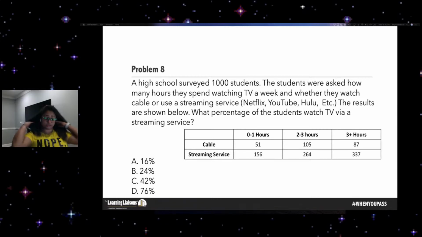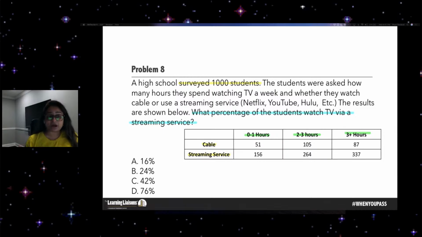Okay, so let's figure out what the problem is telling us. We know that we have 100 students. I meant 1,000 students. I apologize. It's 1,000 students. We know that they're watching TV via cable or streaming service. And we are looking over here and we're noticing that the amount of hours that these students watch TV are provided to us. And underneath there, we have these numbers. The question is asking us what percentage of the students watch TV via a streaming service.